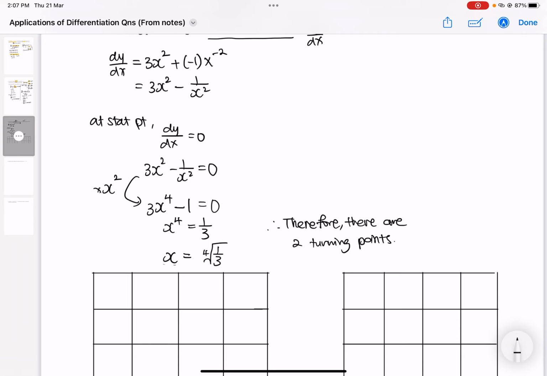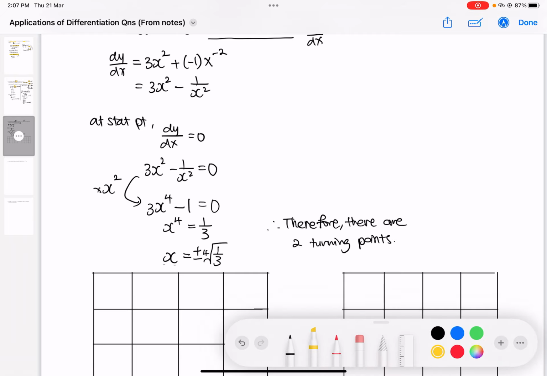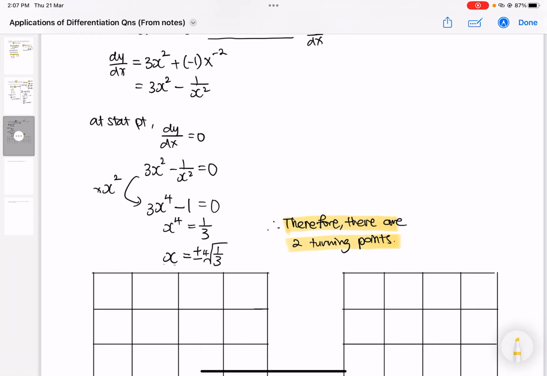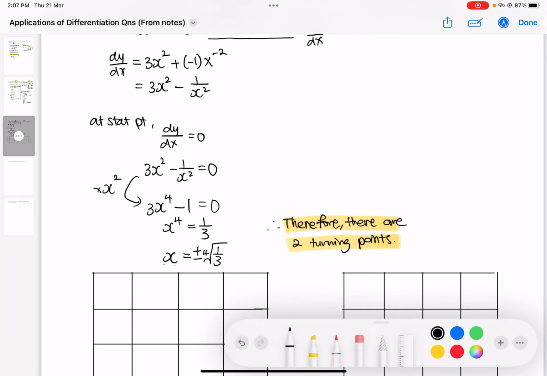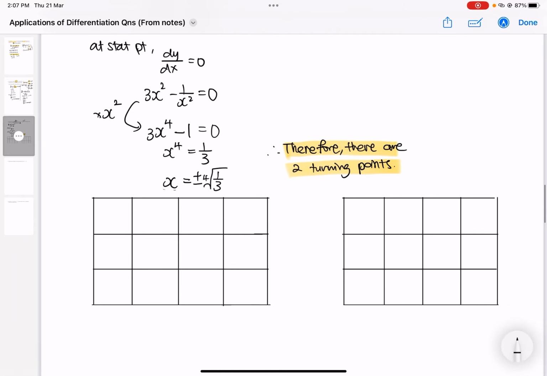Because the fourth root is an even root, just like your square root, it's possible for the answer to be positive or negative of the fourth root. Therefore, there are two turning points to this equation. Next, we're going to look at how to find the nature of the turning points. Using the first derivative method, we'll present our answer using this table. We need to find the x value at the turning point and use a value slightly before and slightly after this point.